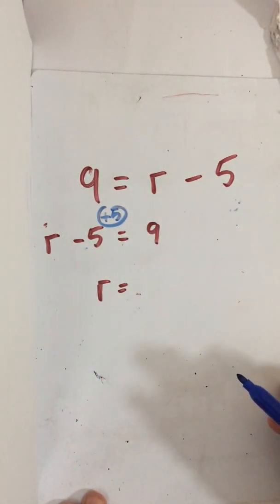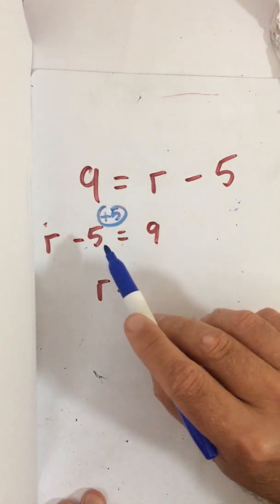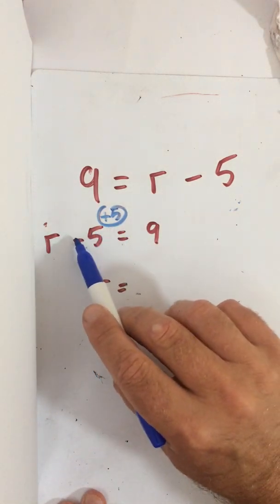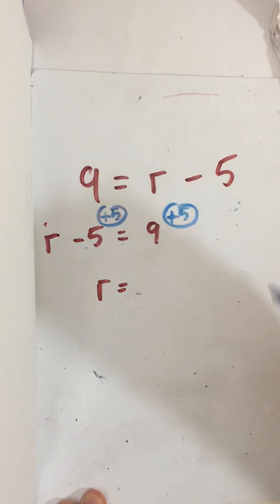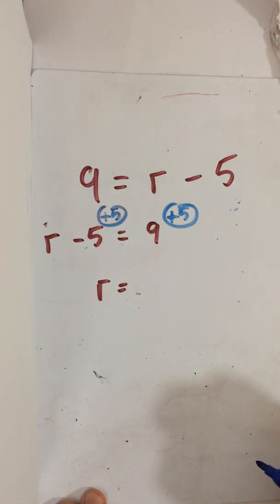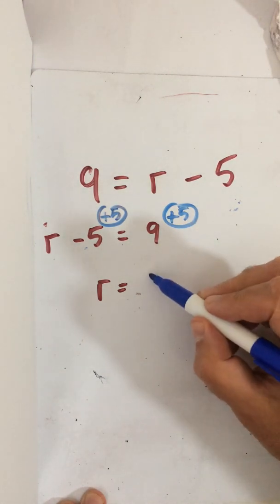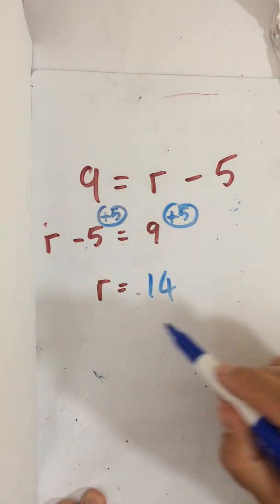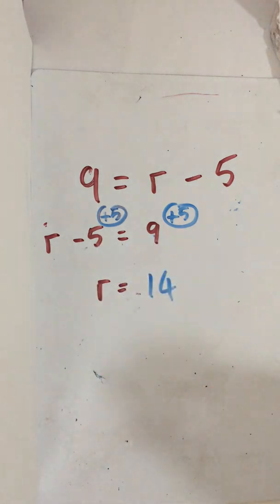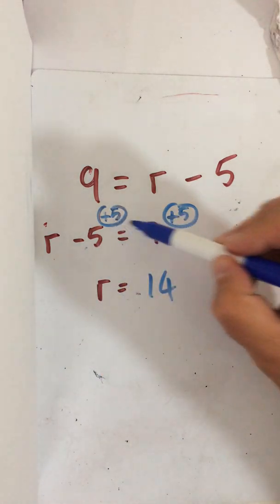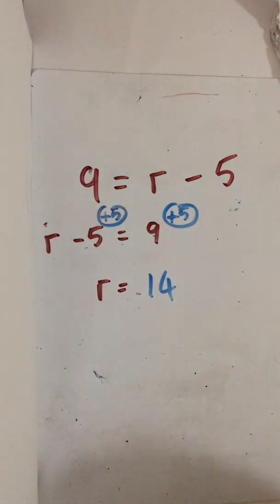It's called the balance method, so whatever I do on one side of the equation, I have to do the same on the other. So this is a plus 5 there, a plus 5 there. 9 plus 5 is 14. R is equal to 14. R at 14, take away 5 is 9. You can see by using the balance method, I've been able to calculate that without too much difficulty.